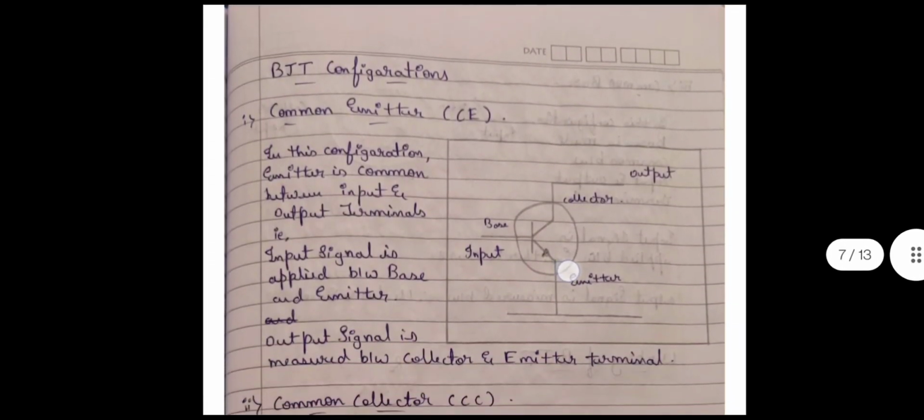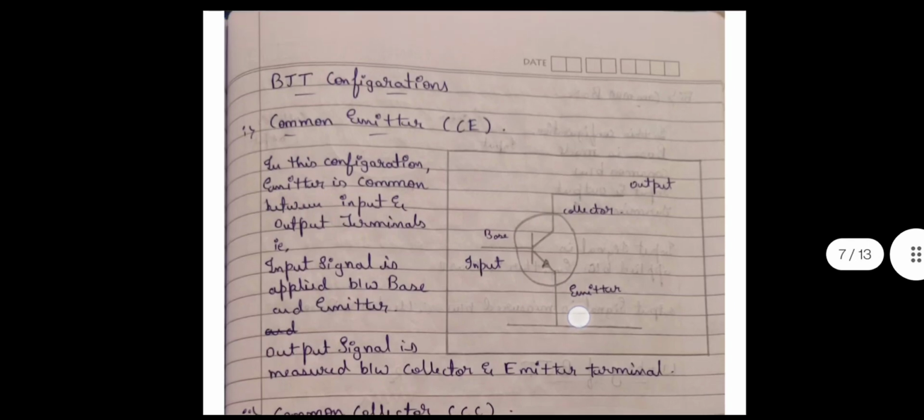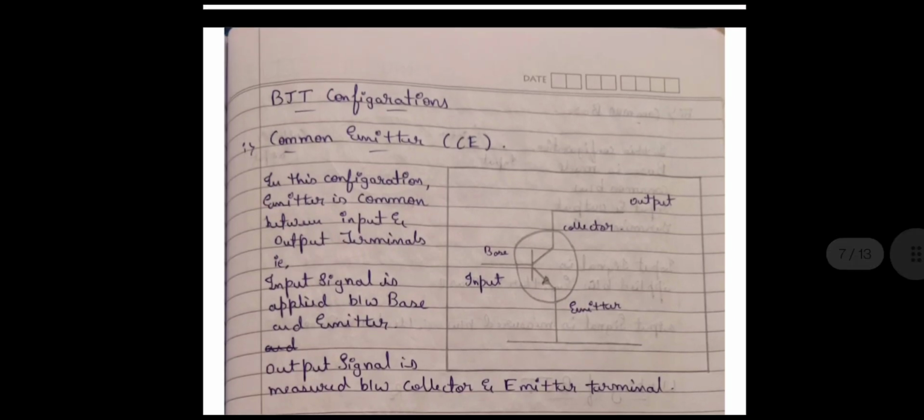And now we'll be looking at the different types of BJT configurations, that is the common emitter configuration, the common collector configuration and the common base configuration. So how are these configurations formed? Basically, we look into them one by one, and the first one is the common emitter configuration.